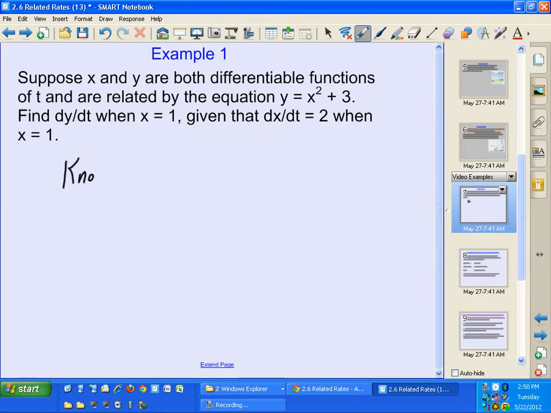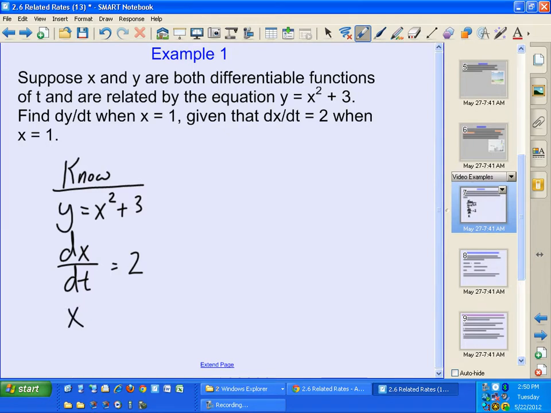We know the equation is y equals x squared plus 3. We also know that dx/dt, the change in x with respect to time, is 2 when x equals 1. What we're really trying to do is find dy/dt when x is 1. I'm going to move this x equals 1 over here, because x equaling 1 is my specific case.